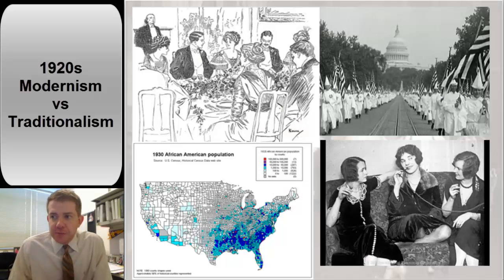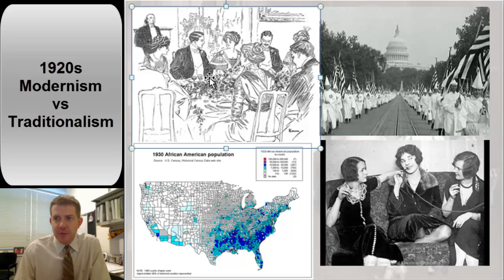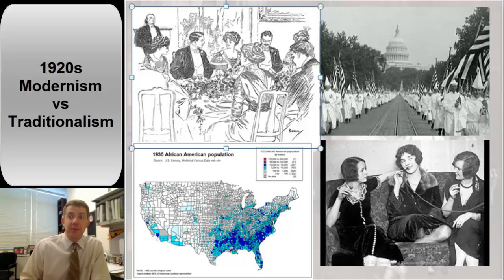Here are just 4 images that challenge the thinking of modernists and traditionalists. Here you have a socialite dinner with elite rich people, and the idea of wealth was something that the progressives tried to target. They wanted the wealth to be more evenly distributed.